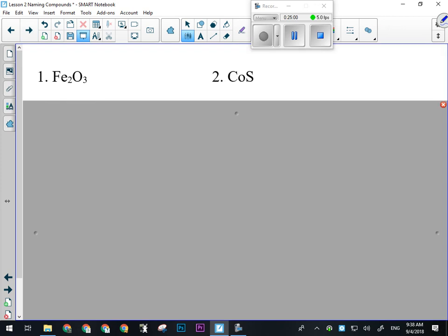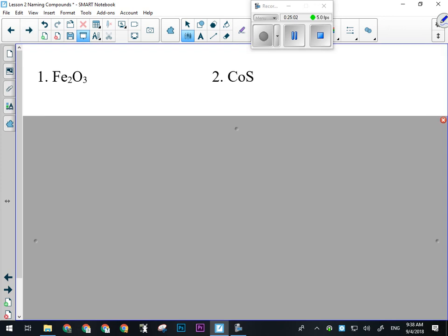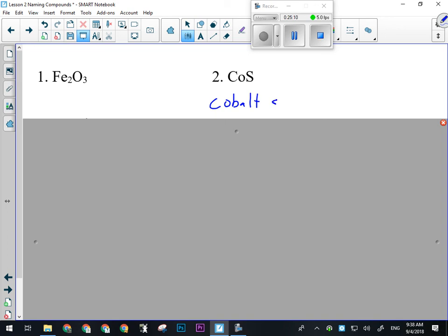Okay, so we already did this one. So let's try this one. All right. So this is going to be, what's Co stand for? Cobalt. Okay, so I'm going to write cobalt. And this is sulfur. So it's going to be cobalt something sulfide. Right? I need to figure out which cobalt it is.